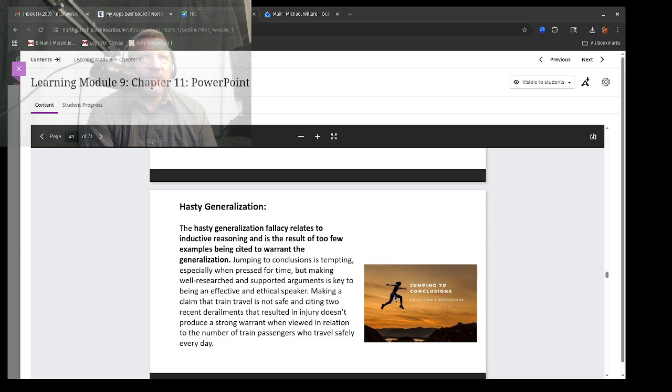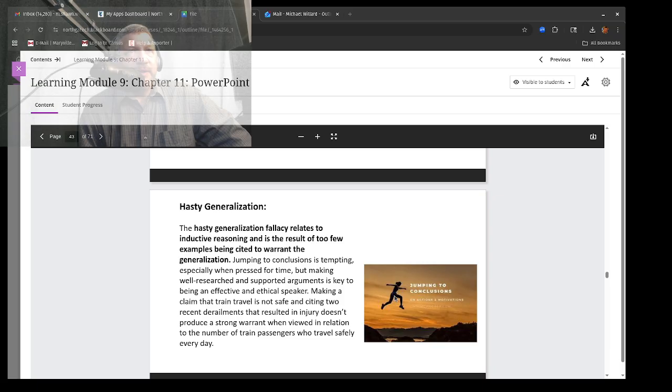Hasty generalization. Hasty generalization is a fallacy that relates to inductive reasoning and results in too few examples being cited, meaning you're only going to give one or two examples. It's kind of that jumping to conclusions theory, right? And it's tempting for us humans because we value time and we may have already made up our mind anyway. But well-researched and supported arguments with good information is key to being an effective and ethical speaker.